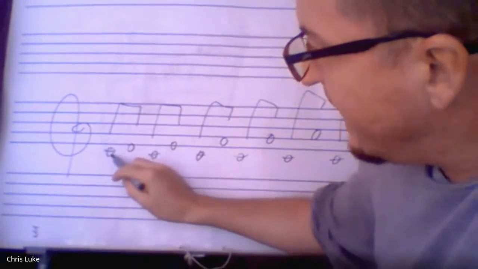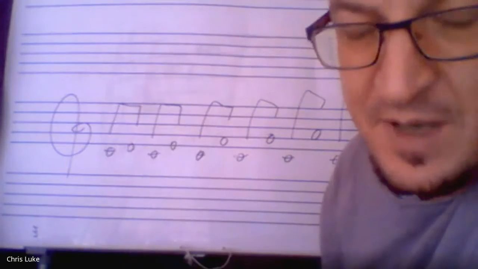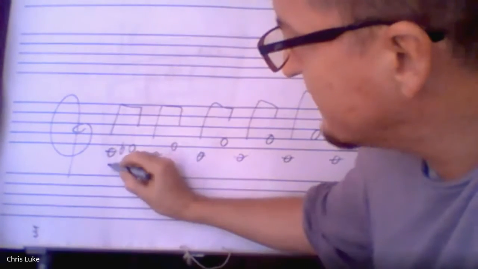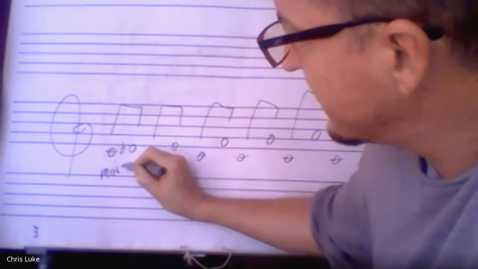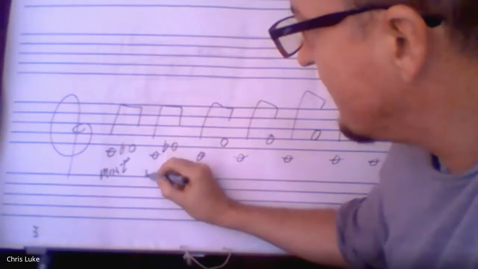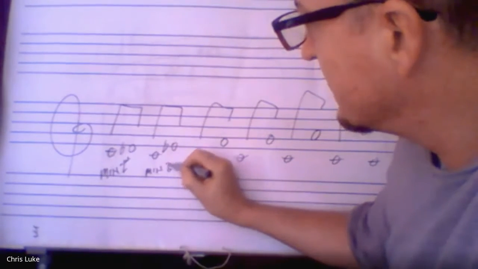So if I flatten a major, what does it become? It becomes a minor. Okay, so if I flatten this, it becomes a minor second. This is a little bit more complicated to remember. If I flatten a third, it becomes a minor third.